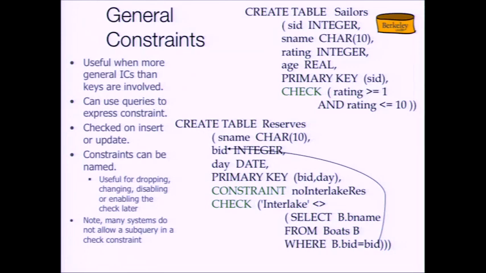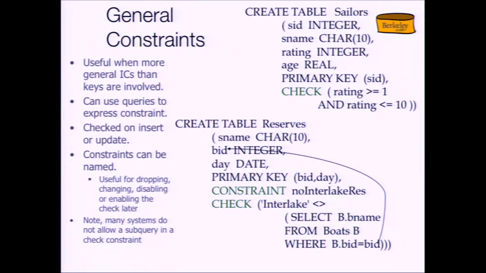So you can say drop constraint. If I decide now I want to let people have reservations on boats named Interlake, I could just say alter table reserves, drop constraint, no Interlake res. So that's why you need to name it. Otherwise, you'd have to delete the table and create it again.